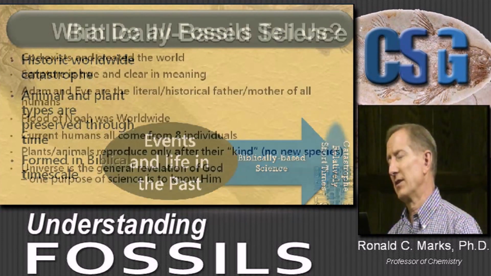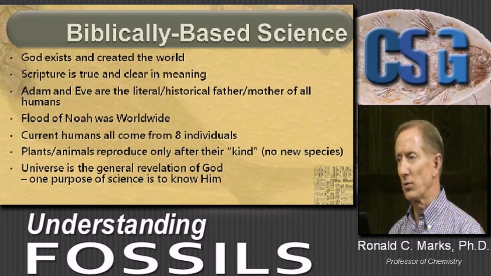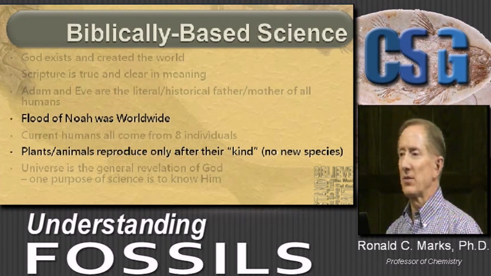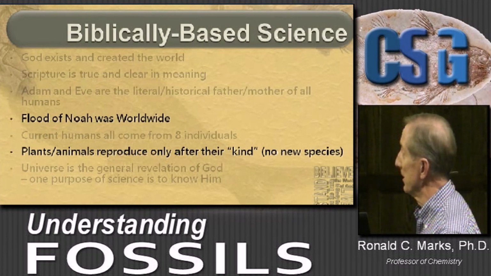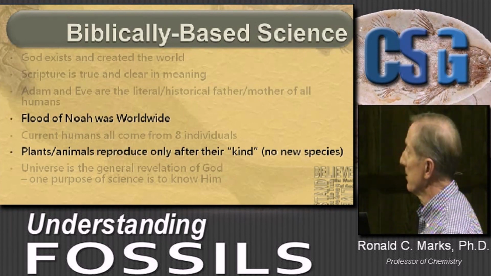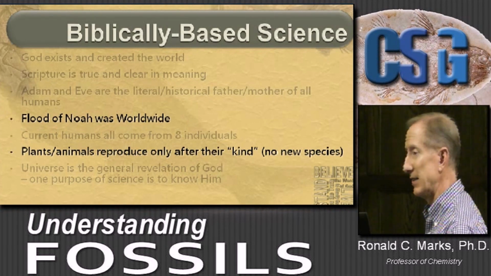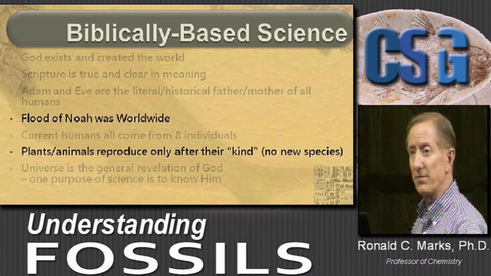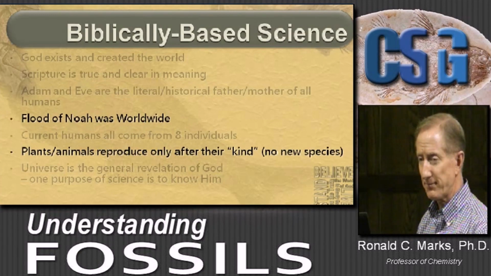So when I do science as a scientist, I do it from a biblically based science worldview. And these are things that are part of that worldview, including the fact that there was a flood and it was worldwide. We refer to it as the flood of Noah. And plants and animals reproduce only to produce their own type, their own kind, is the word that many of us are familiar with from Scripture. There are no new species.